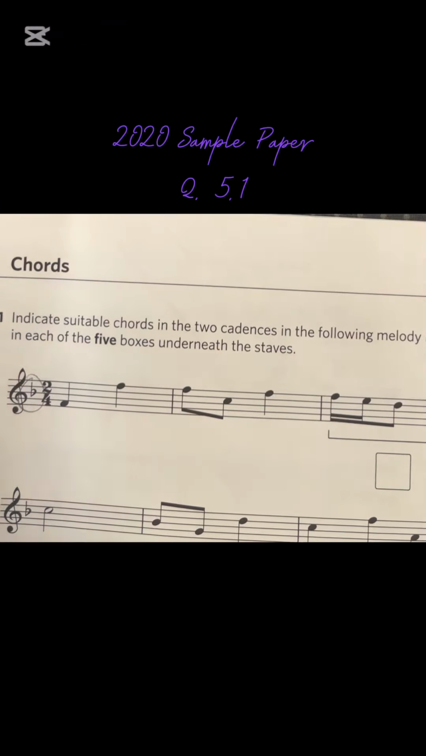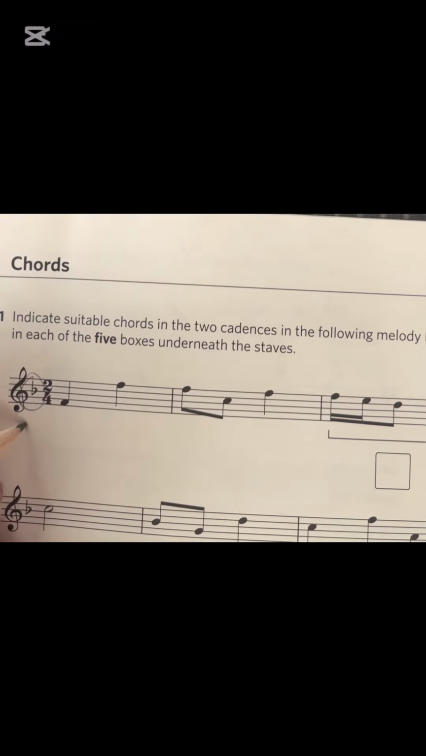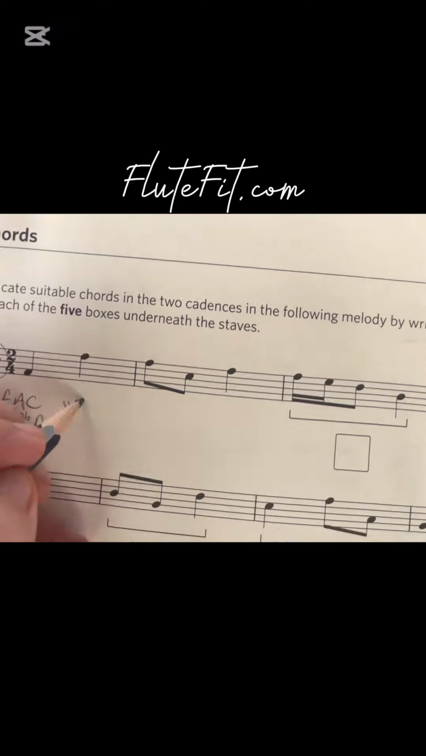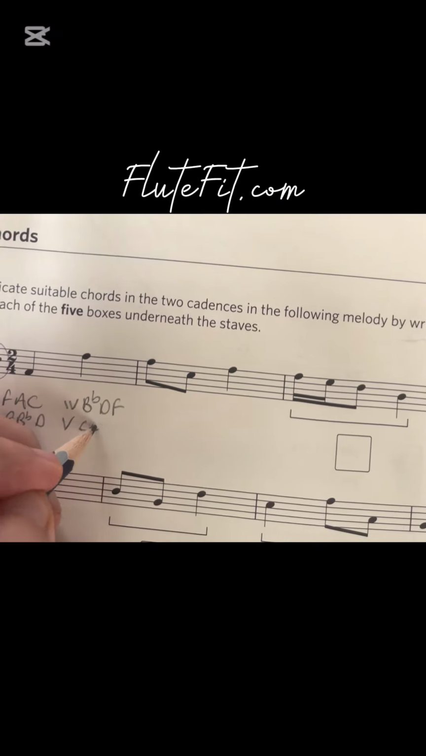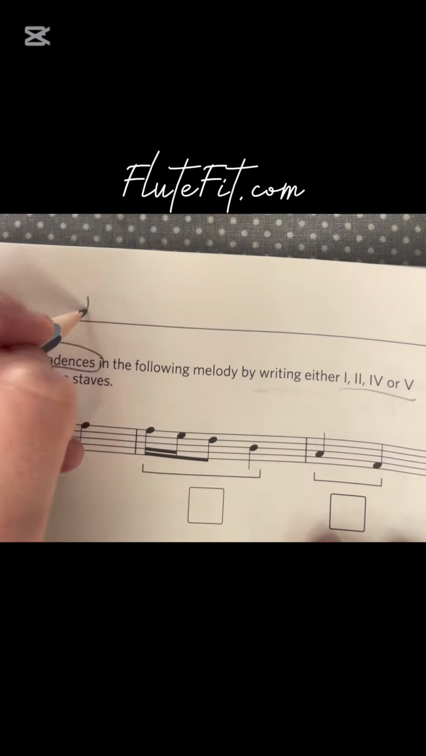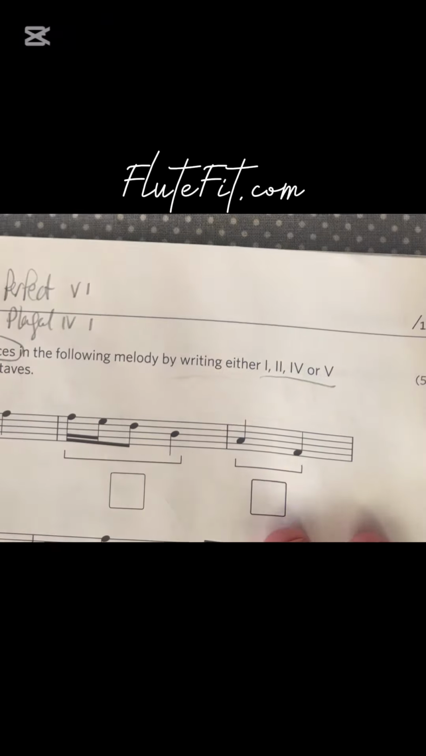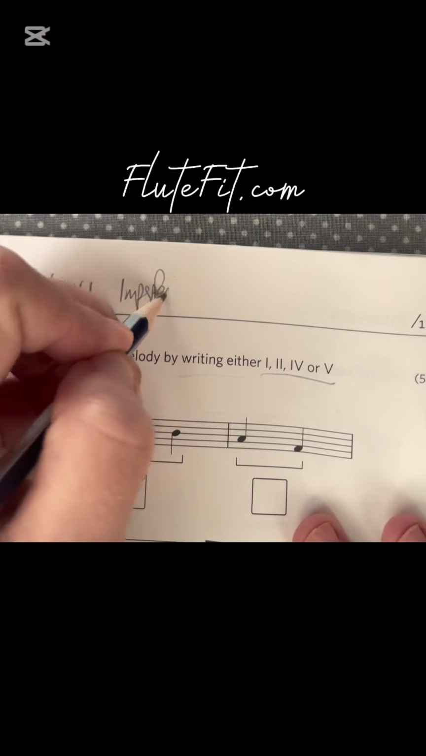What I always like to do is write out the chord possibilities. So you have 1: F, A, C; 2: G, B flat, D; 4: B flat, D, F; and 5: C, E, G. And the cadences we have are perfect, so that's 5-1. We have plagal, which is 4-1. We have imperfect, which is anything to 5.